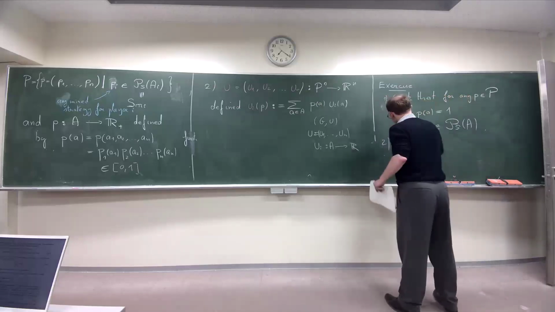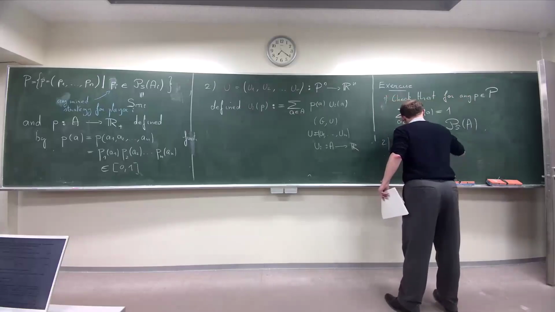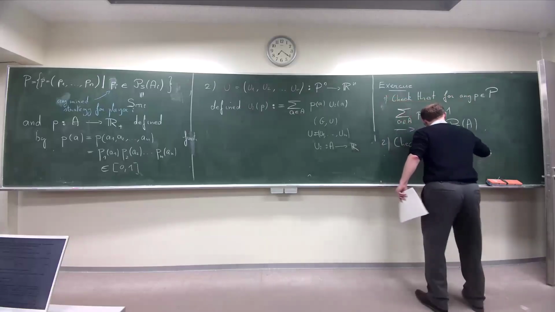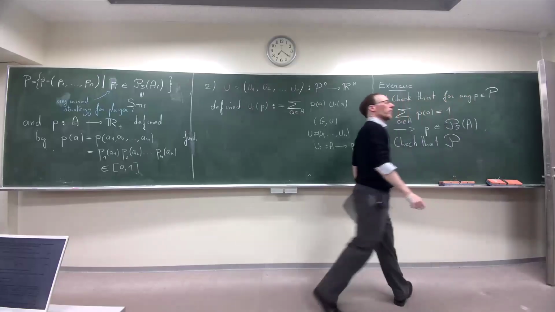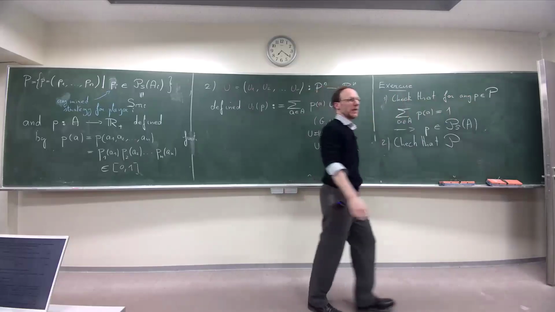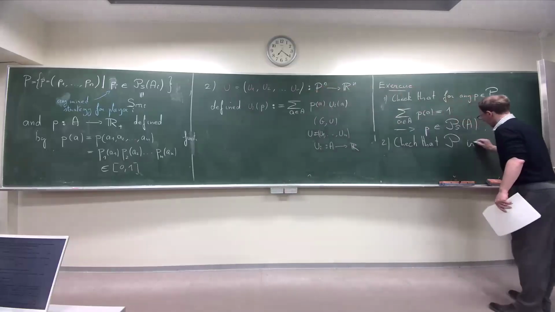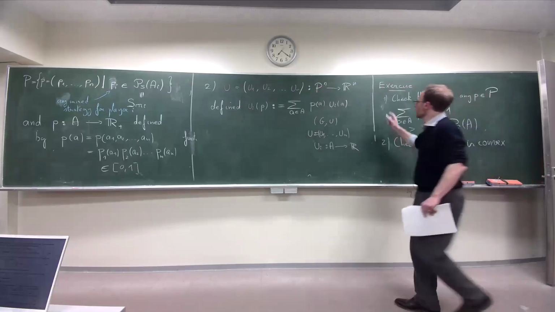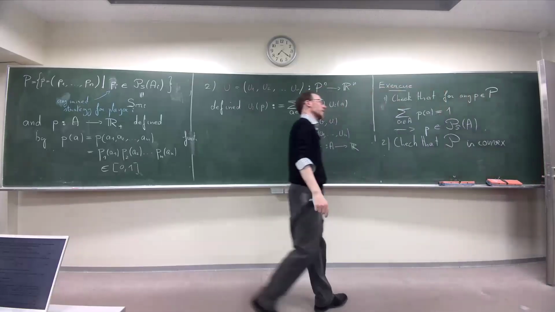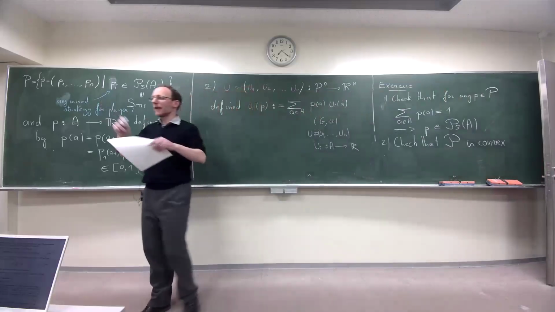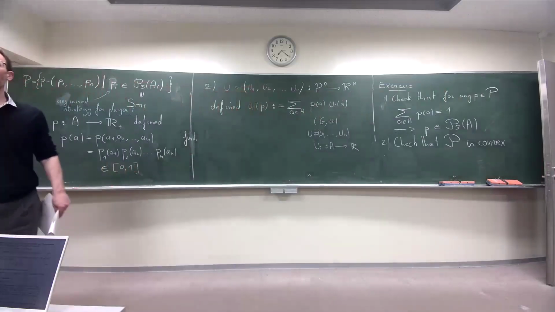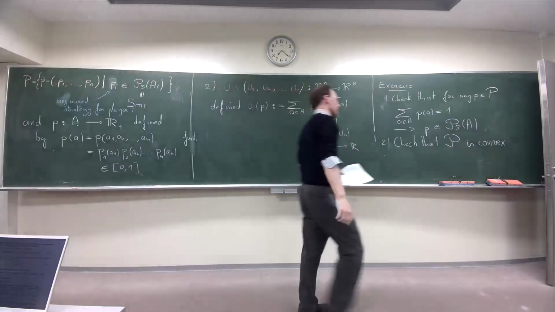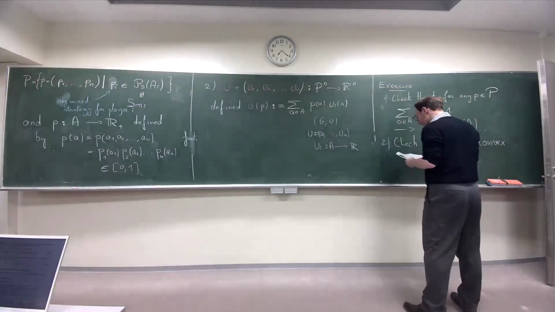Second point, check that this capital P, this set of all mixed strategies, is convex. We don't have the picture anymore, but because we can take such linear combinations of mixed strategies, it's a convex set.